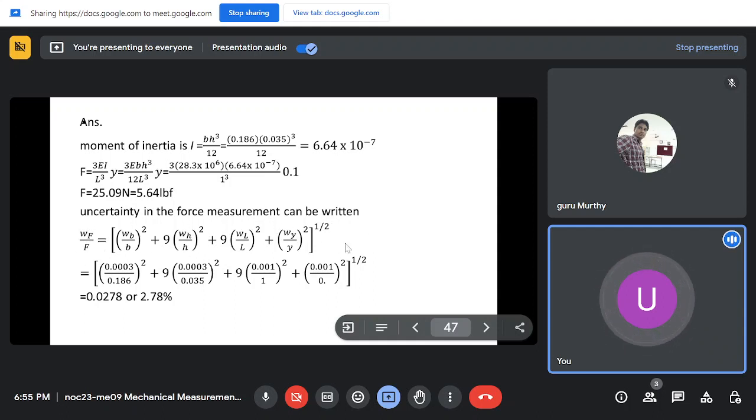This is the uncertainty relation. If you remember, I think in week 3 we took uncertainty. So that's the relation. We know the force equation. So the variables are the breadth, height or width, and length. Also the displacement, sorry, deflection. So deflection, length, height, and breadth. So those are the variables.